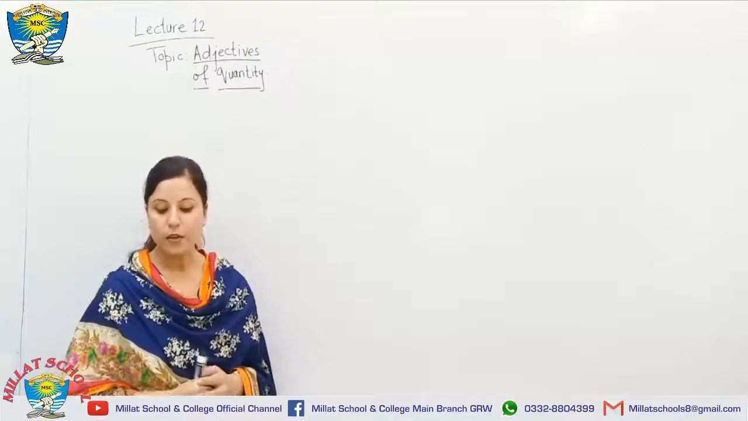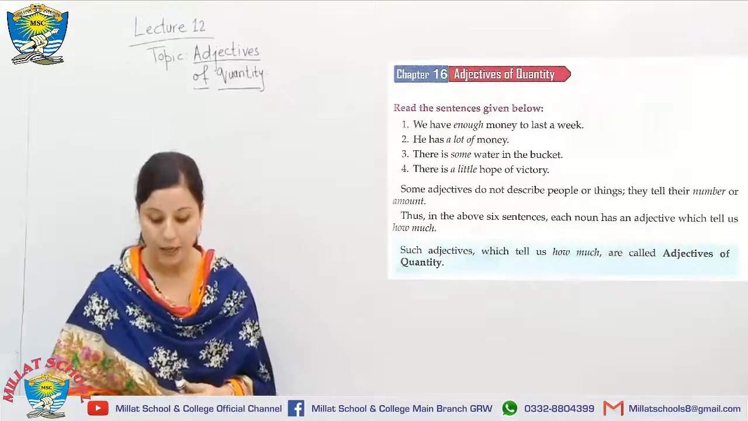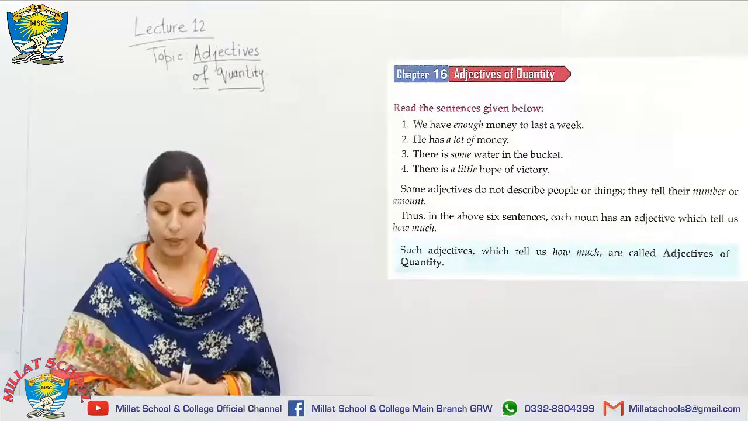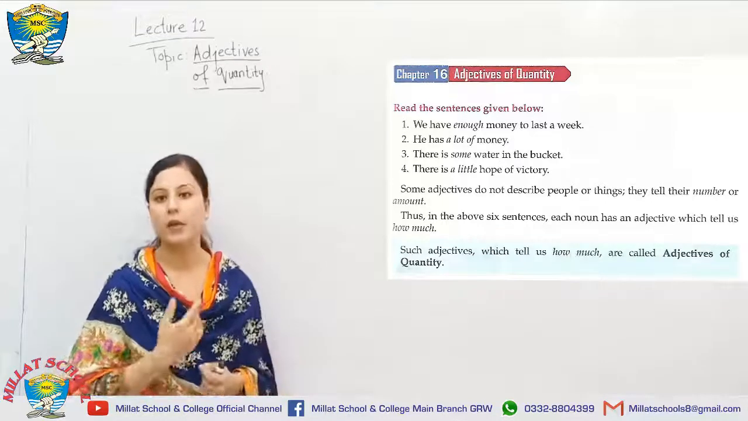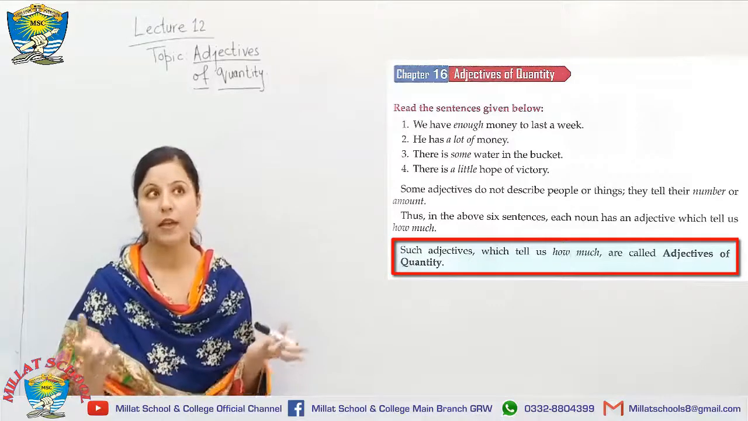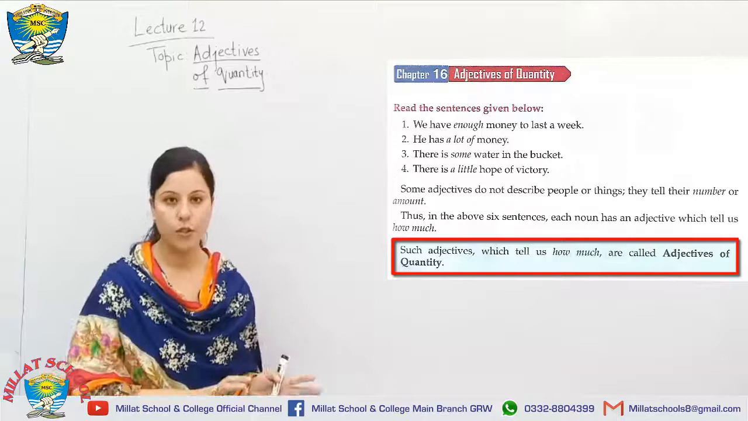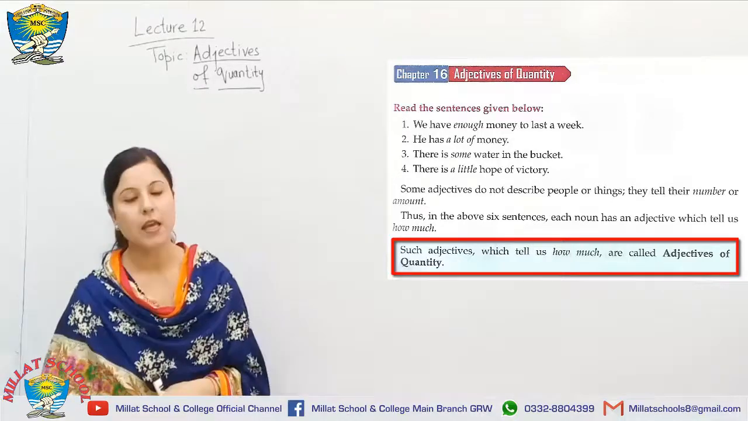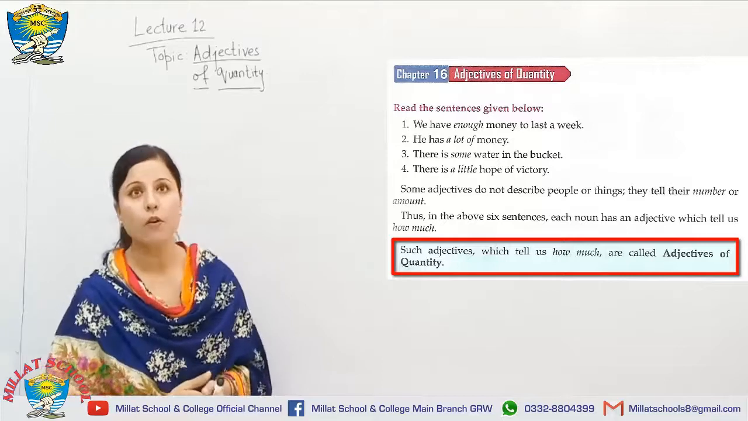Now see your next lesson, chapter number 16 on page number 55. Adjectives of quantity. What do you understand by the word quantity? It tells us how much there is of something. For example, how much water do you need? How many books do you have? So this is the quantity of something.